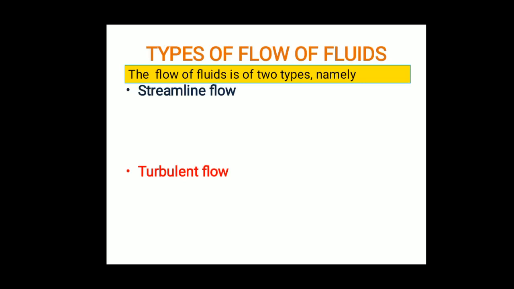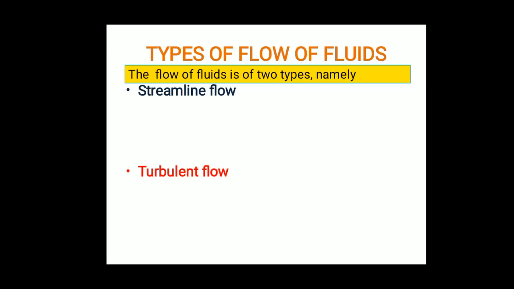If there is no force of friction between the different layers of the flowing liquids, then the liquid is treated as non-viscous. So when you say that the liquid is non-viscous, there is no force of friction between the different layers of flowing liquids. Now let us discuss in detail the streamline flow and the turbulent flow.